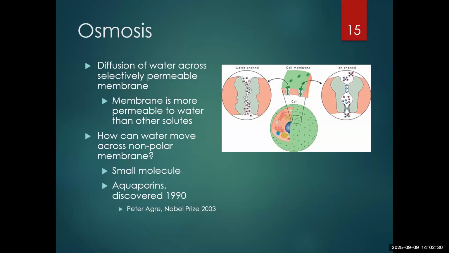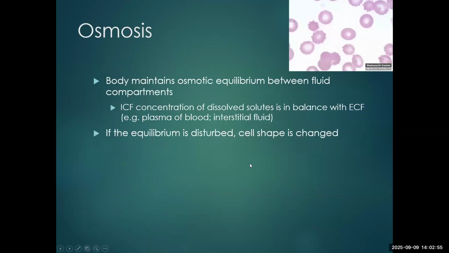But the other way that it can move across is that in most cells there are channels for water called aquaporins that are often just open. So water can move back and forth across. That was only relatively recently discovered. I know 1990 is a long time ago, but in the grand scheme of things. So you have to maintain a net flow of water, and you have to maintain it in balance.